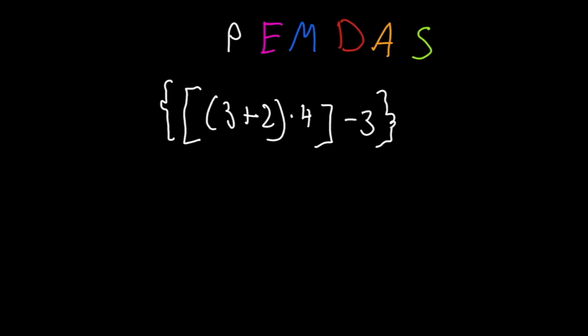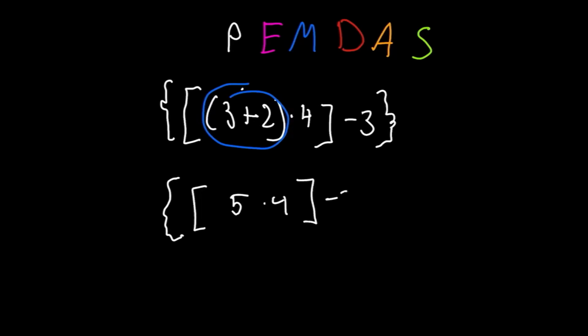So when you set it up with multiple types of brackets, what you're going to do is look at the inside out. So we're going to look at this 3 plus 2 first. So we're going to solve that, and that's going to be 5. So redraw the squiggly brackets, and then the regular brackets, and then you got 5, and then times 4 with the regular brackets, minus 3 with the squiggly brackets, and then go from the outside in again. So 5 times 4 is 20.